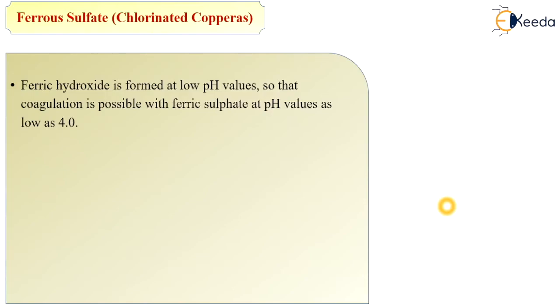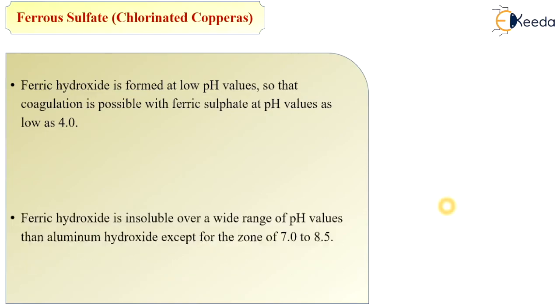The next coagulant type is ferrous sulfate, or chlorinated copperas. Ferric hydroxide is formed at low pH values, so coagulation is possible with ferric sulfate at pH values as low as 4. So we will use ferric sulfate for raw water treatment when the pH of the water is below 4, that is, when the water is acidic in nature.